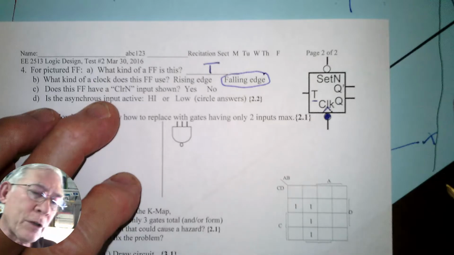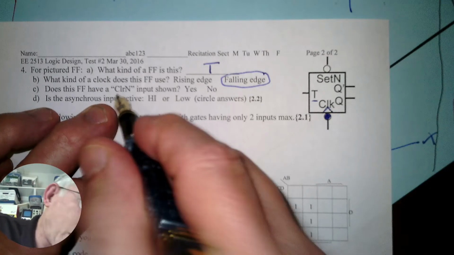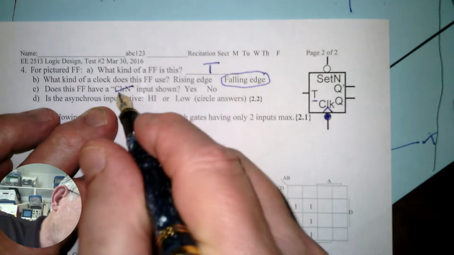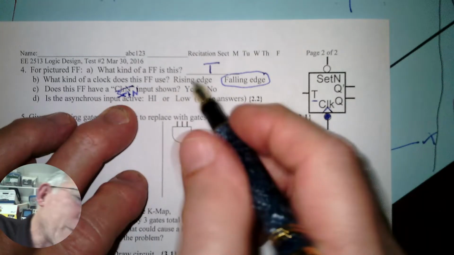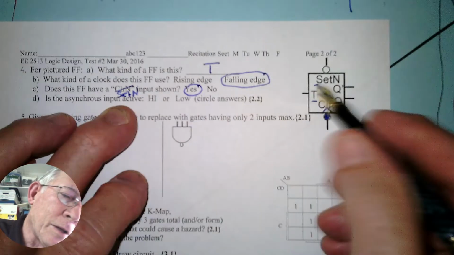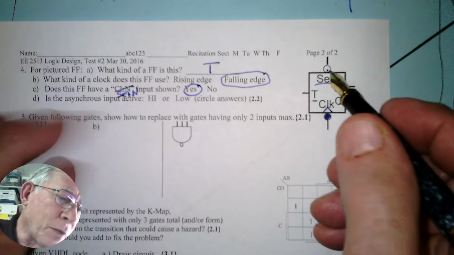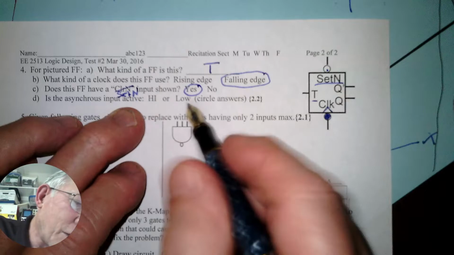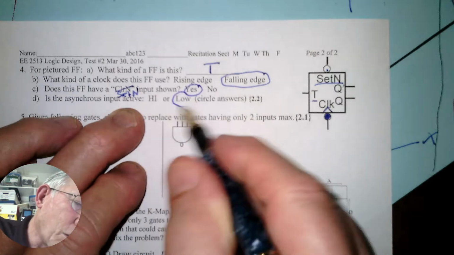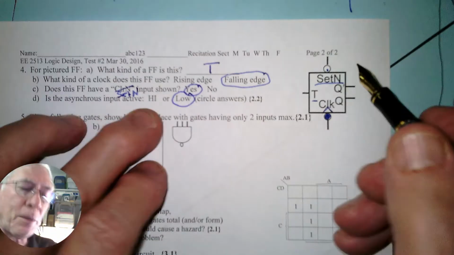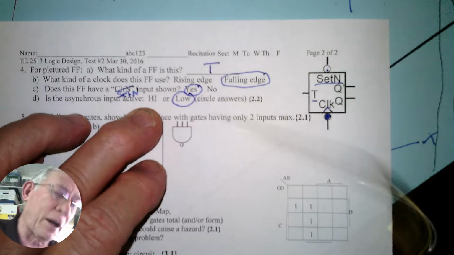Does the flip-flop have a clear knot? Well, actually, it doesn't have a clear knot. It probably was a typo. It probably was supposed to be set knot. Let's say, does the flip-flop have a set knot? Yes, it does. Right here. And it has a bubble, which means the asynchronous input is active, not high, but low because of the bubble. If it didn't have a bubble, then it would be active high.